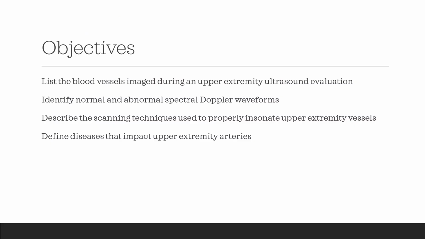Our objectives for today are to list the blood vessels imaged during an upper extremity ultrasound evaluation while identifying normal and abnormal spectral Doppler waveforms, describing the scanning techniques used to properly insonate upper extremity vessels, which can be challenging, and define diseases that impact upper extremity arteries.